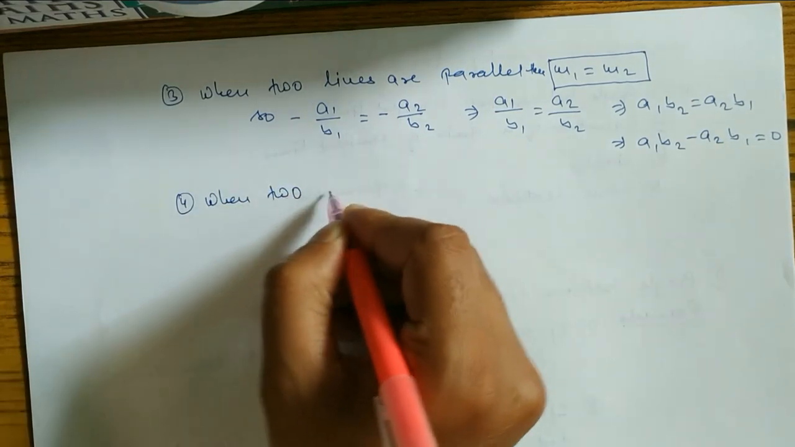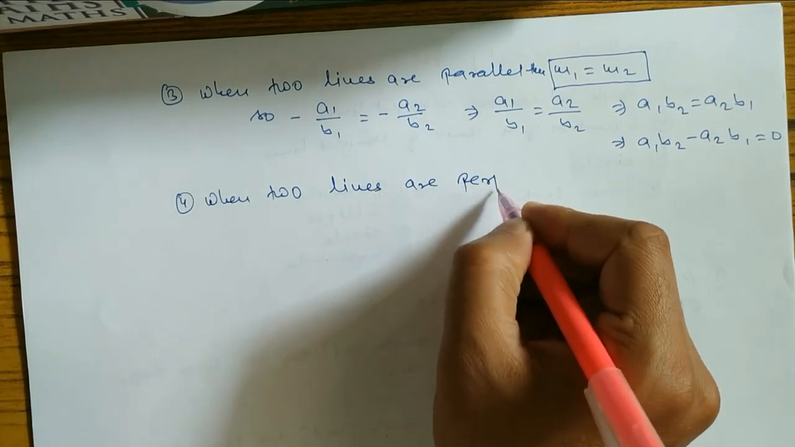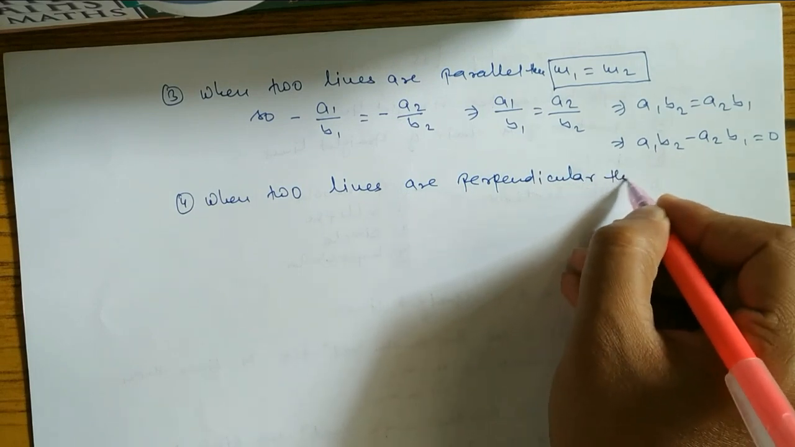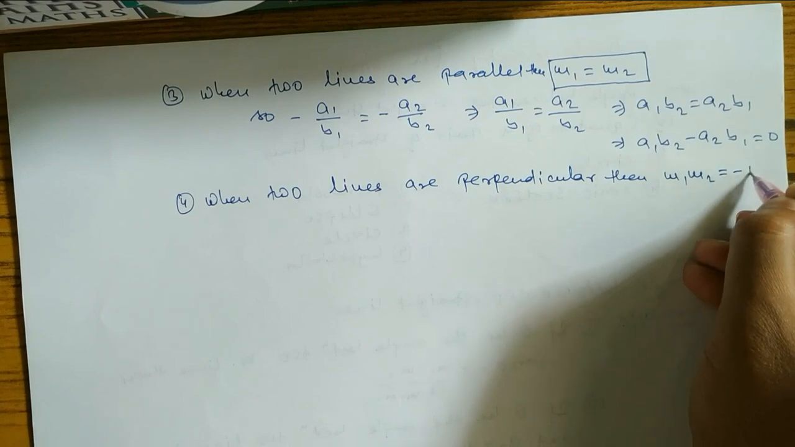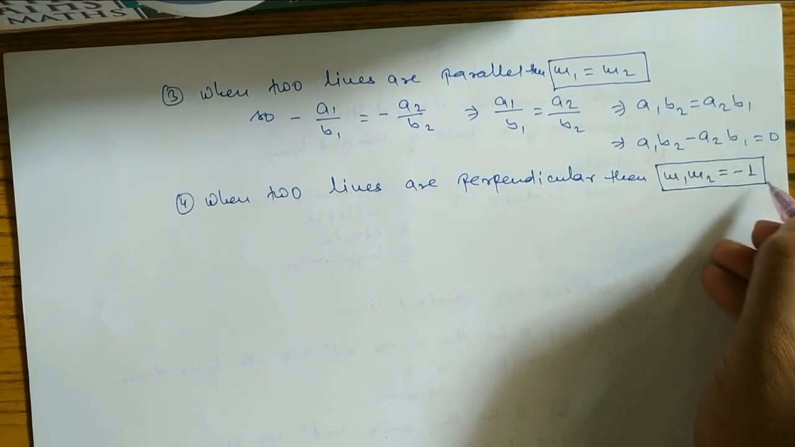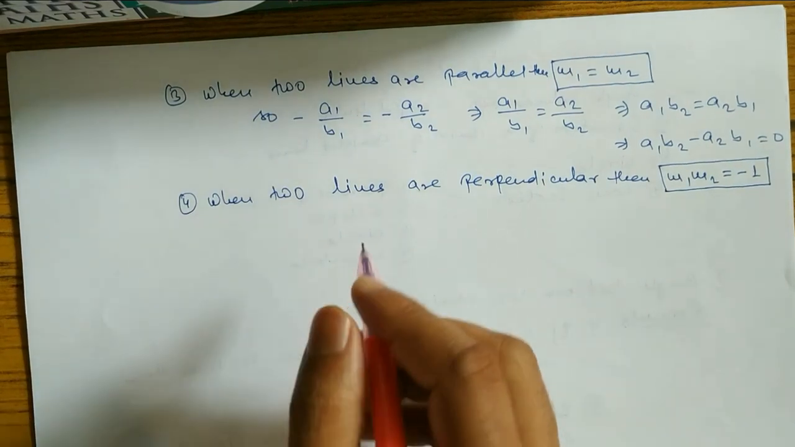When two lines are perpendicular, then m1 m2 is equal to minus 1. When two lines are perpendicular, then the product of slopes is equal to minus 1. m1 m2 is equal to minus 1.